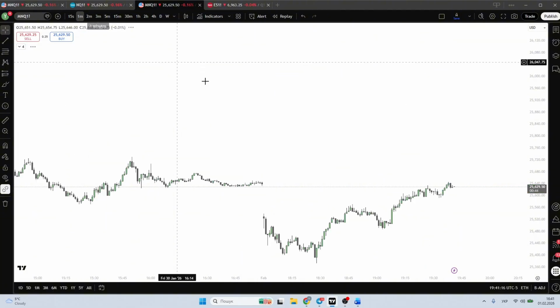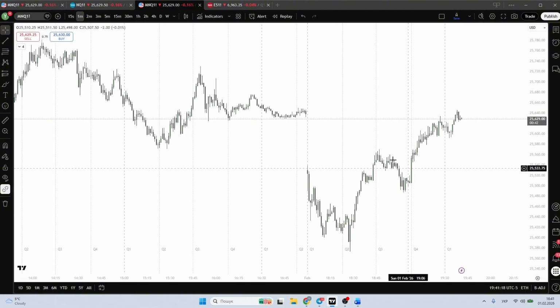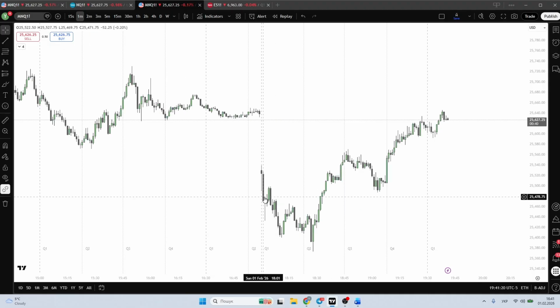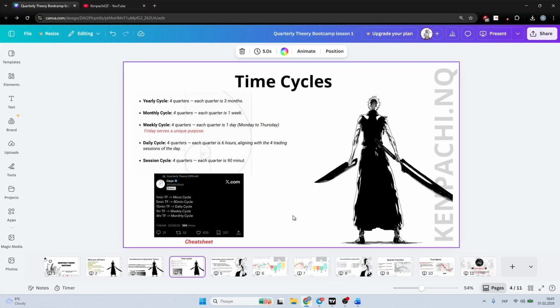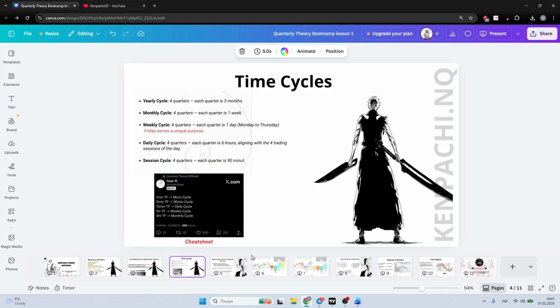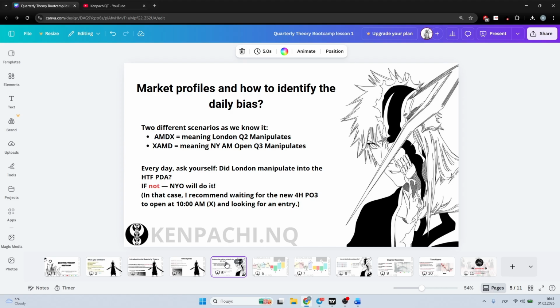And also the same is the microcycle, 1 minute time frame. In a 90-minute cycle, there are 4 quarters of 22.5 minutes long. So yeah, that's pretty much it about the cycles. If you still don't understand, I would recommend you watch the day's first and second video about the cycles to understand it more.